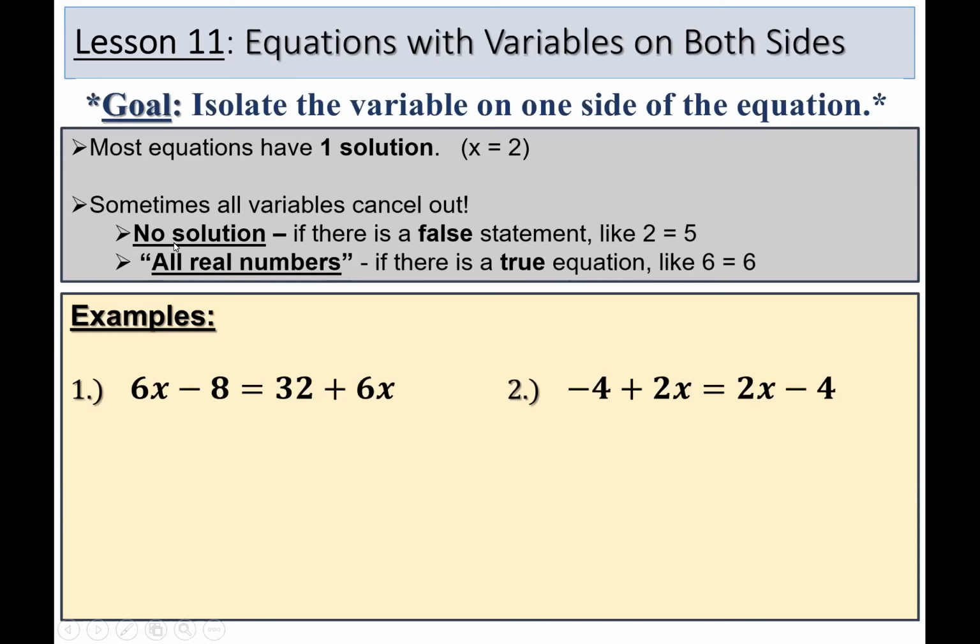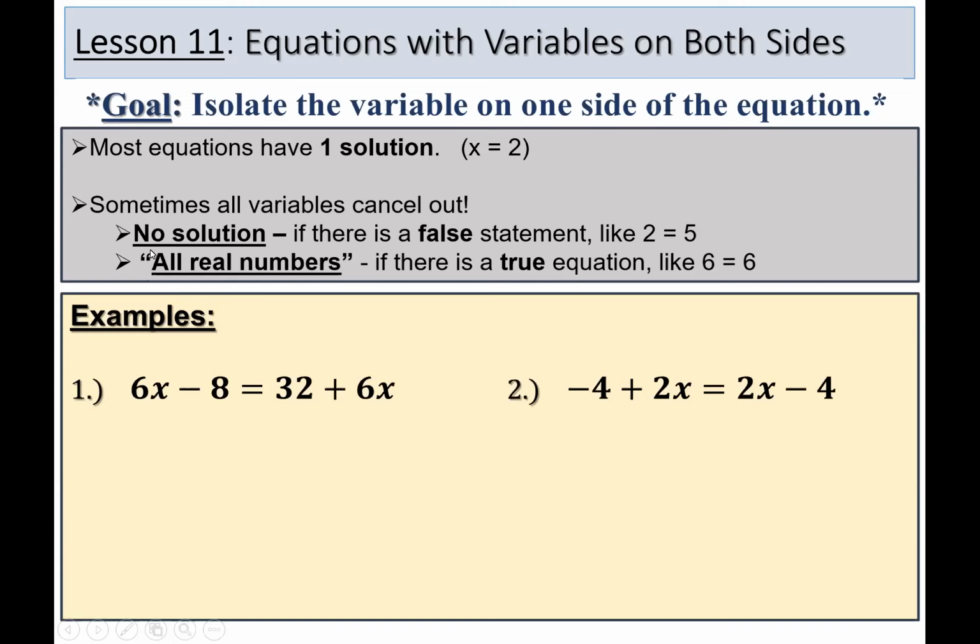Either you will have no solution, and that is what you'll say if you end up with a false statement, like 2 equals 5. So if there's no more x and there's just numbers, ask yourself, are those numbers actually equal to each other? In this case, 2 equals 5, that's not true, that's false. So that equation doesn't make any sense. It will never have a solution, so you would say no solution.